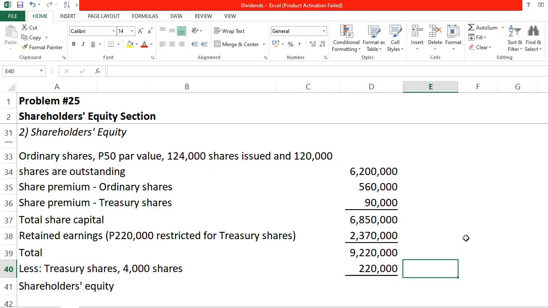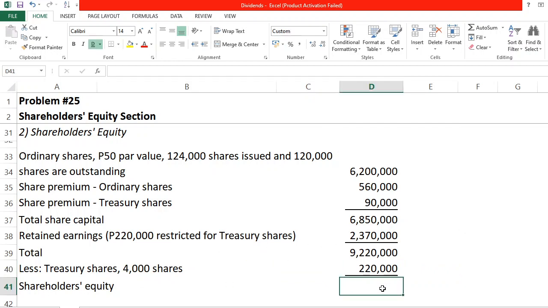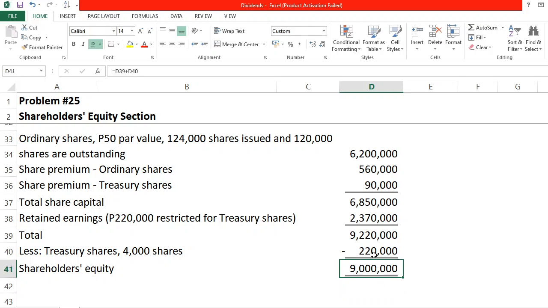Again, nag-times 2. Therefore, divide 2 ang atoang cost. Murag hapon siya share split. Or kung gusto gyud nimo nga ma-sure, atong gamiton ang original. 2,000 to siya shares times 110 ang isa, it's just the same. But because of the split, naging 4,000 siya and the cost is 55 na lang. So that's negative 220. And then our shareholders equity, the end of the year is 9 million.